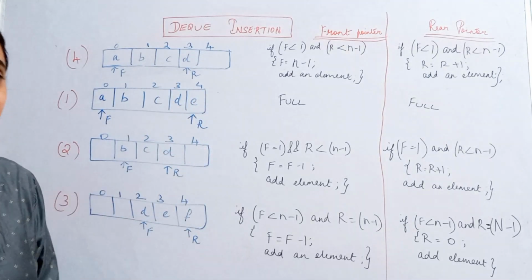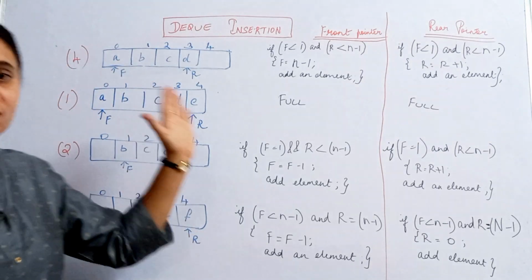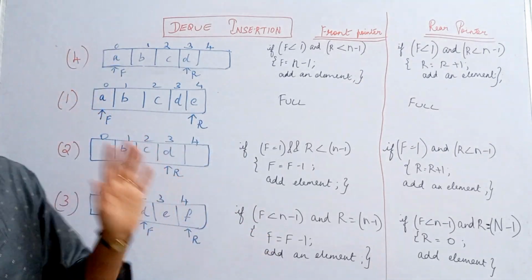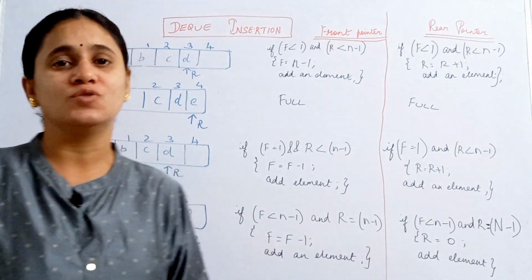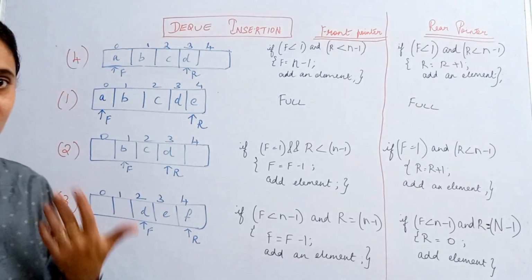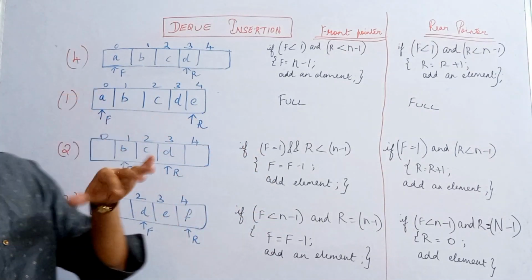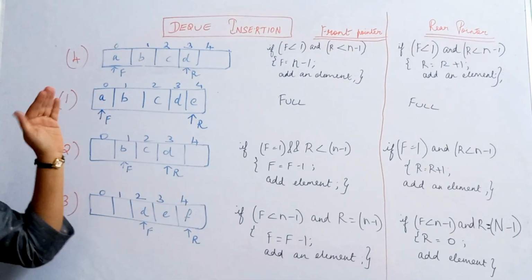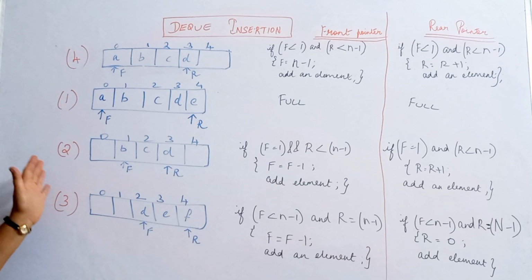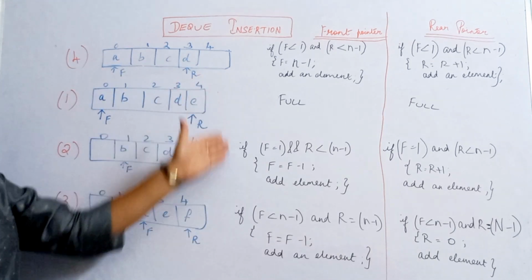What is the expansion of DEQUE? It is double-ended queue. In this video, we are going to discuss insertion. Then in the next video, we will discuss deletion using both the pointers. Shall we start? As a starter, I am going to take an easy example. I have represented it in 4 ways: first, second, third and fourth. We are going to go in this order.